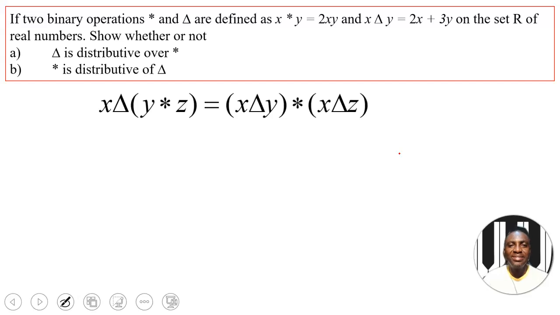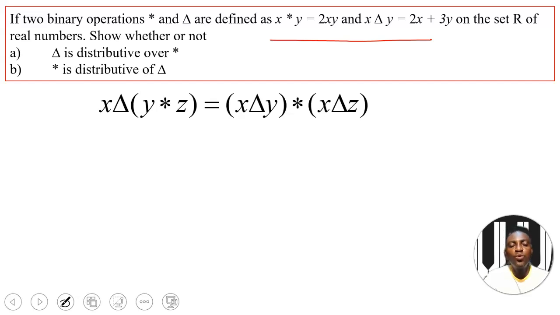So the first one says operation triangle is distributive over operation star. That means I'm going to say x triangle into bracket y star z, and I'm going to distribute. So x will distribute to y as x triangle y, and then x again will pick that of z to give this, with our operation star in between. So we are going to simplify the left hand side and the right hand side and see if they are going to be the same, based on the definition given to us in the question.